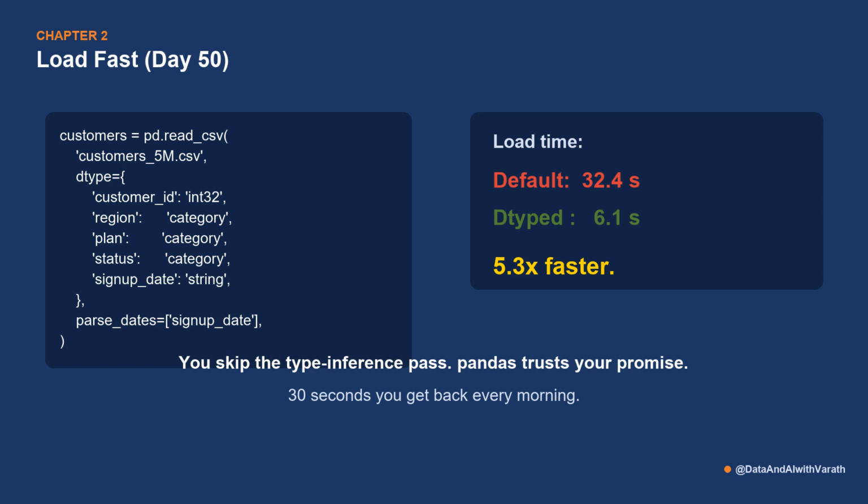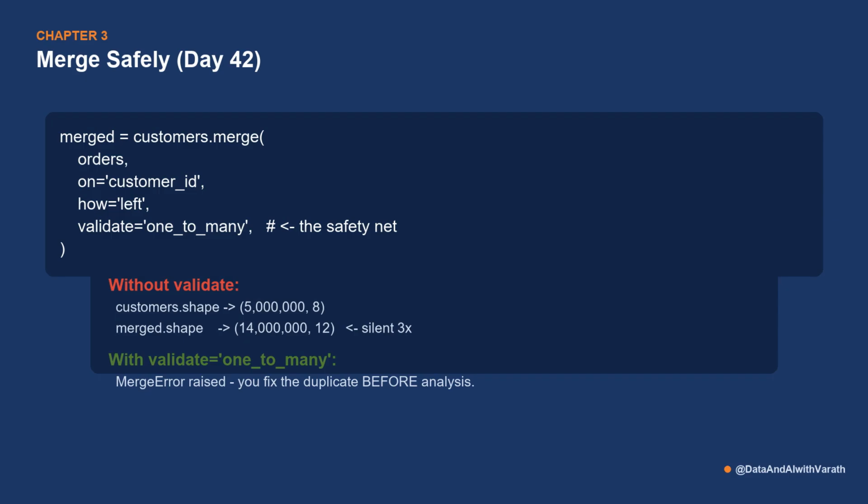The lesson: types are certainty, guessing is expensive. Applies to CSV loads, database queries, function signatures. Same rule everywhere. You have customers. You have orders. You need one frame.